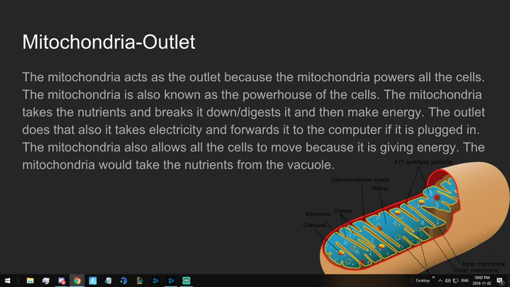Mitochondria would be the outlet. The mitochondria acts as the outlet because the mitochondria powers all the cells. The mitochondria is also known as the powerhouse of the cells. The mitochondria takes the nutrients and breaks them down, digests them, as we would say, and then makes energy. The outlet does that also. It takes the electricity and forwards it to the computer if it is plugged in. The mitochondria also allows all the cells to move because it is actually giving them energy. The mitochondria would take the nutrients from the vacuole. If you're wondering, that's how it works, because the vacuole stores the nutrients, then the mitochondria would practically pull them out and then break them down, digest them, then make energy out of it.